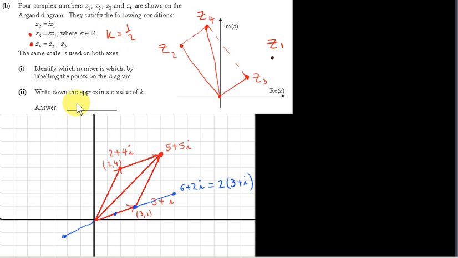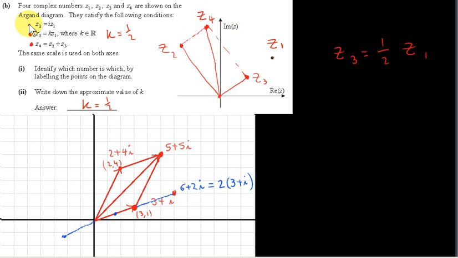And that's a question we have to answer in part 2. So I'll just do that now, just while we've come across it, just write it in. k must be a half. We can see that z3 is half of z1. So like this example here, if we were to get half of 6 plus 2i, we would get 3 plus 1i. So now we have identified all 4 complex numbers.